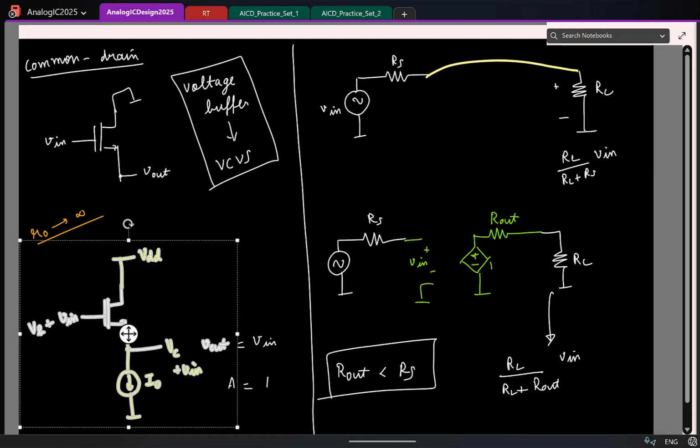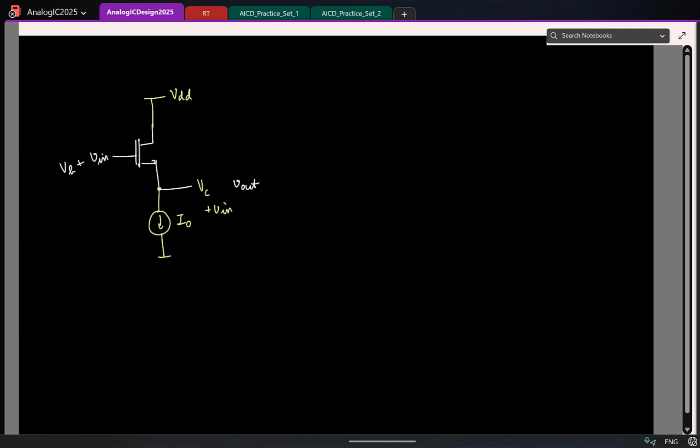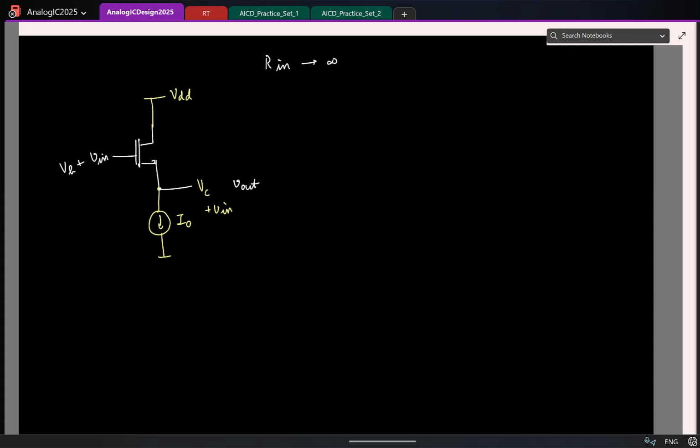So let me just copy this. If I were to write it again, my Rin is infinity, that is clear, because I am looking into the gate, which draws 0 current. Now I am trying to find the output resistance. Again, it's a small signal output resistance. How will I find the output resistance? This is my output side. How will I find the resistance?